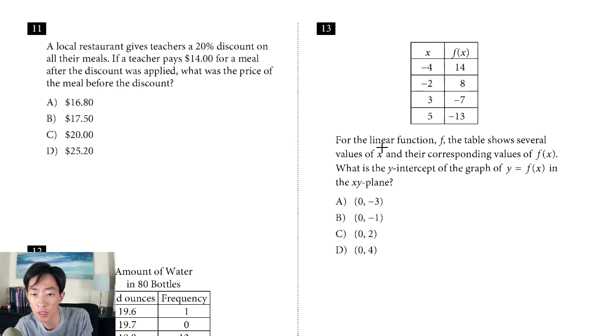Question 13, for the linear function f, that means this is a line, the table shows several values of x and their corresponding values of f of x. That means we're looking at points on the line. What is the y-intercept of the graph of y equals f of x in the xy plane? So what's important to remember here is that we are looking at a line, and each of these pairs represents a coordinate. So that would be -4, 14, -2, 8. Given that they want to know the y-intercept, we're looking for a specific pair when x is 0 and y is some number. So we want to know this pair.